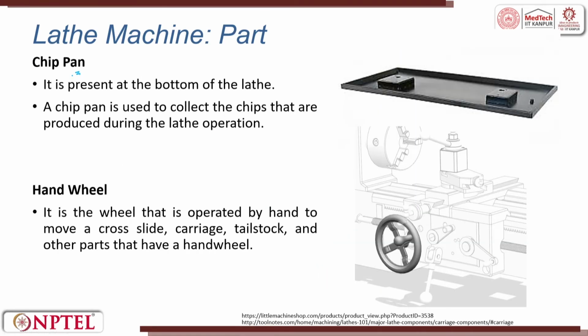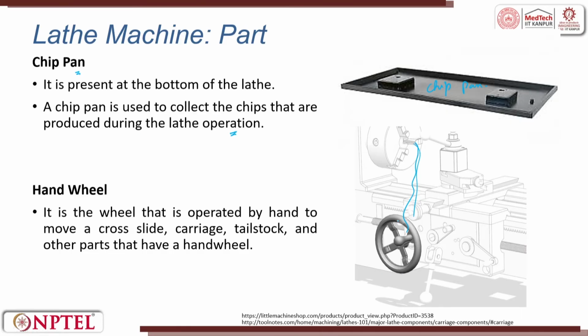There is a chip pan, as I told you, at the bottom. All the chips from the machining fall down into the chip pan. Then the chip pan is removed and we remove the chips. It is present at the bottom of the lathe. The chip pan is used to collect the chips produced during the lathe operation.